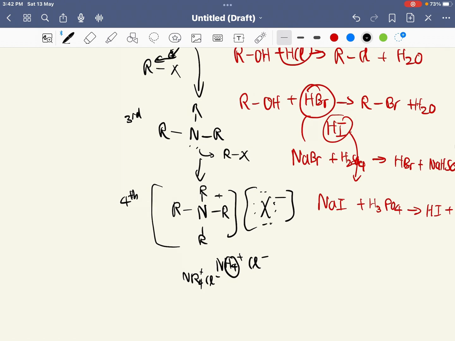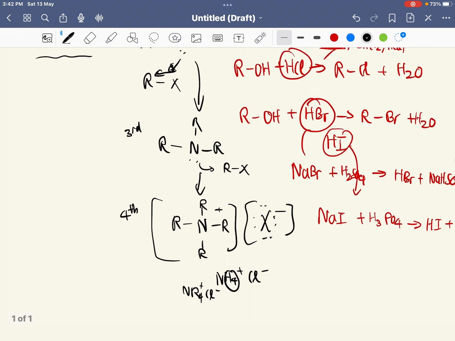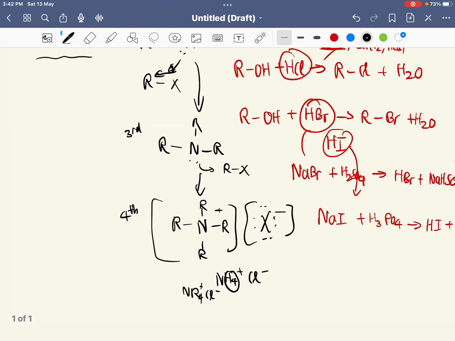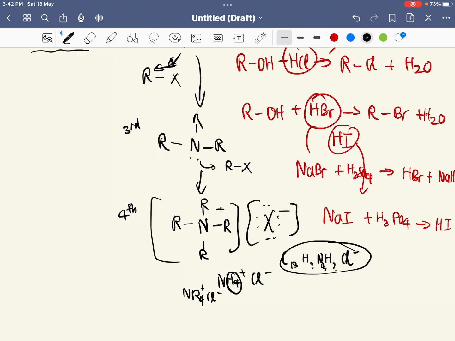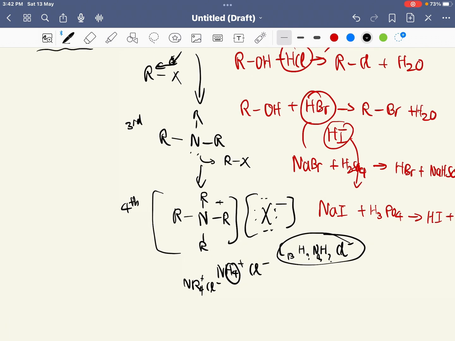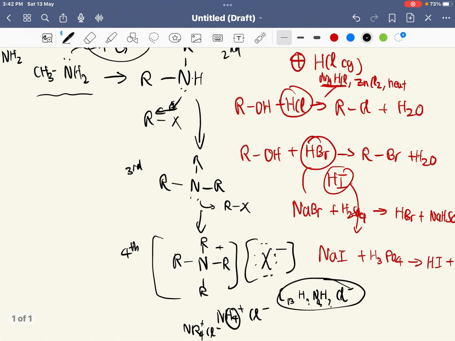So yeah, don't be surprised when you see some complicated products like this, probably C13 and some number of H, then one N and a Cl. Don't be surprised when you see this kind of molecular formula. It's basically referring to 4 substitutions. So you form a quaternary ammonium salt. Yeah, so that's what happened.